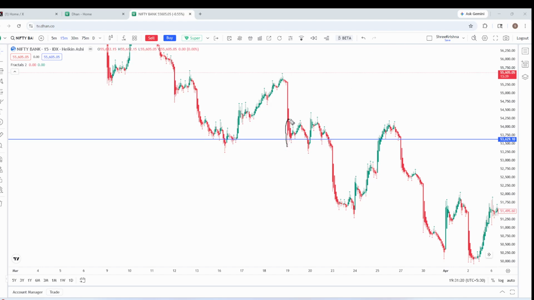So it makes a one, two, three. Again, you have a flag pattern here. Bounce. Again, it makes a 1, 2, 3. There is a flag pattern here. You sell at the flag and wait for it.